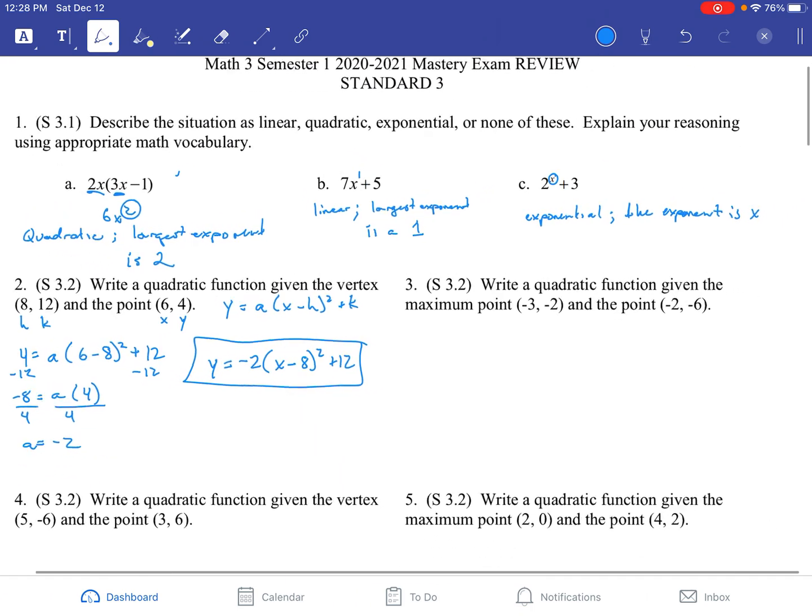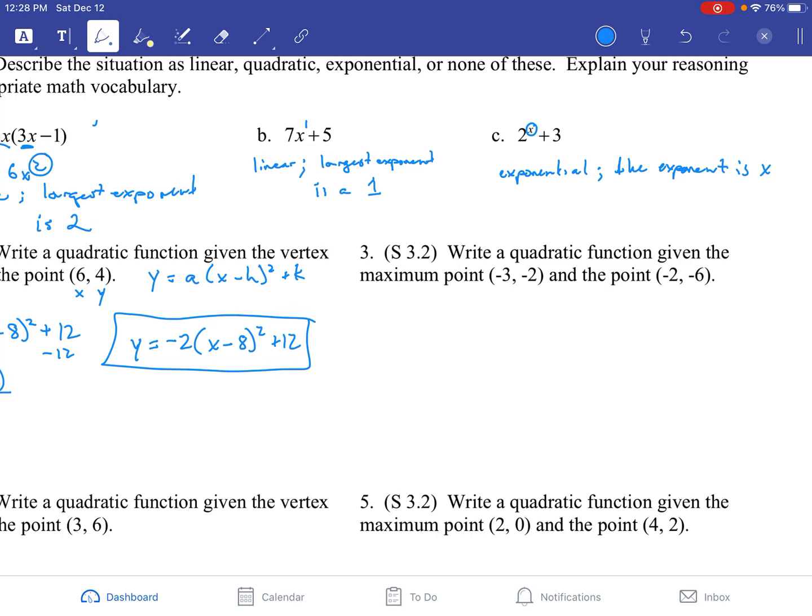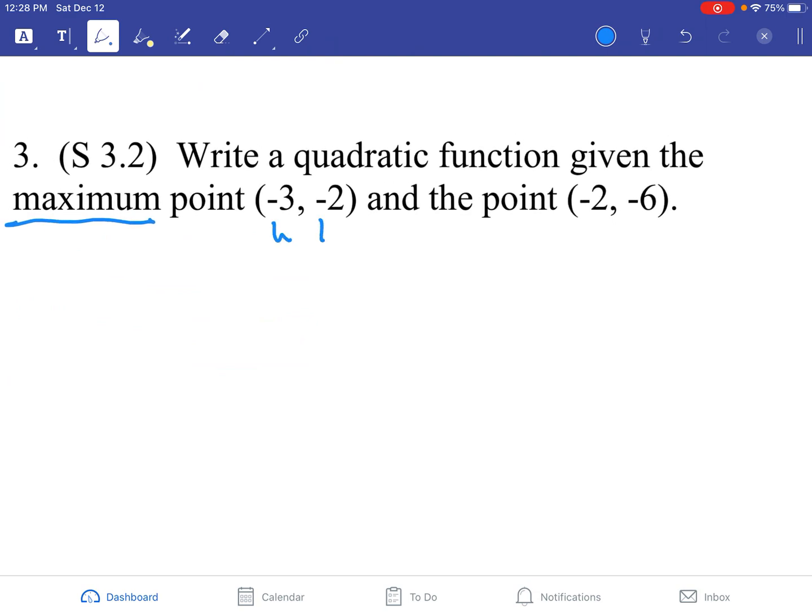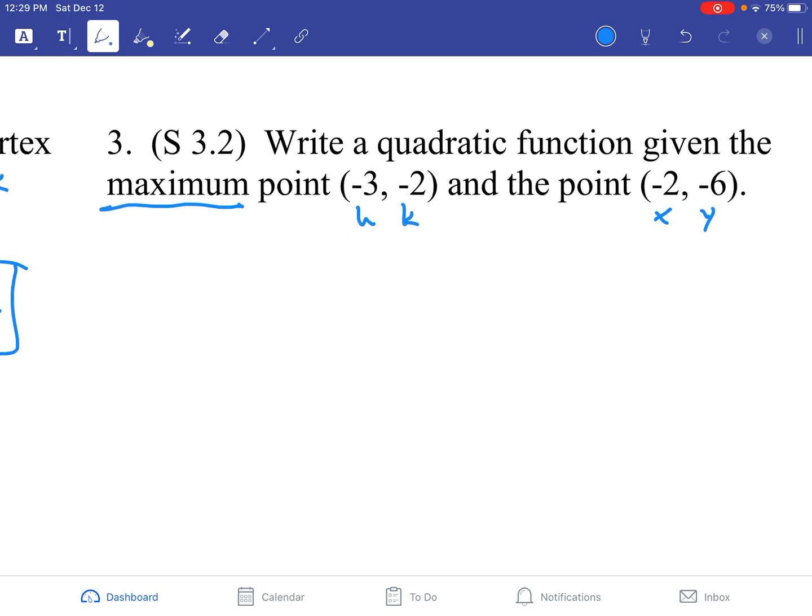Number 3, same idea. This time you're not given the vertex explicitly, but you're told that you have it, because you're told that this is the maximum point. The maximum is a vertex for a quadratic equation that is pointing downwards. So this is the vertex at negative 3 comma negative 2. This is h comma k, and your point here is x comma y. So we're going to do the same thing we just did. We have y is negative 6 equals a times x, which is negative 2, minus h, which is negative 3. Notice I put it in parentheses as I did that, squared, minus 2 for k.